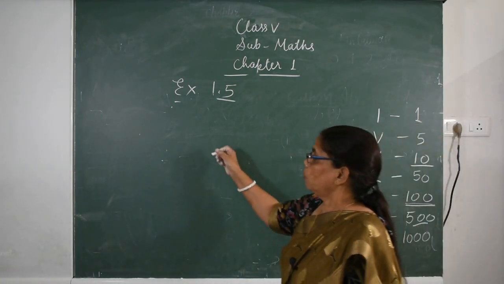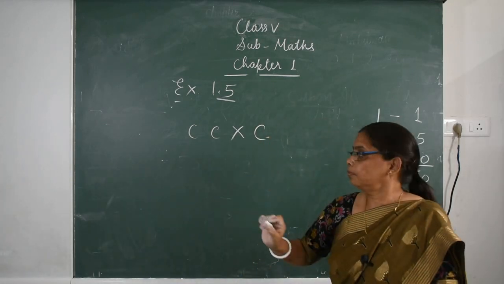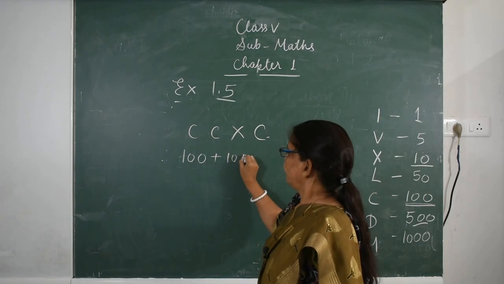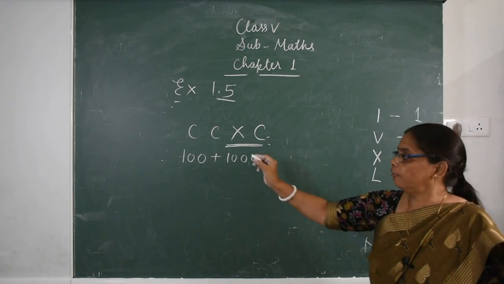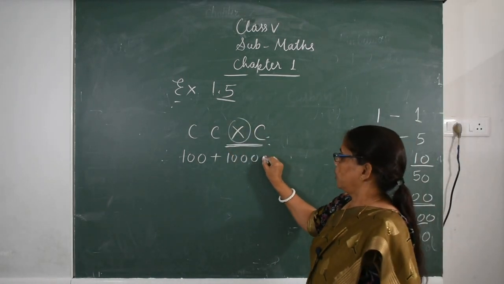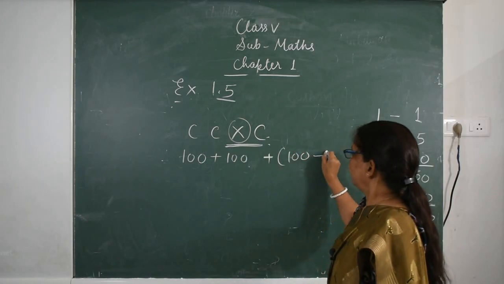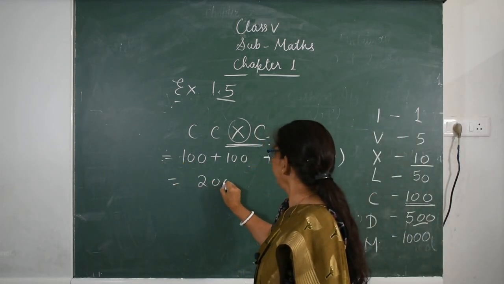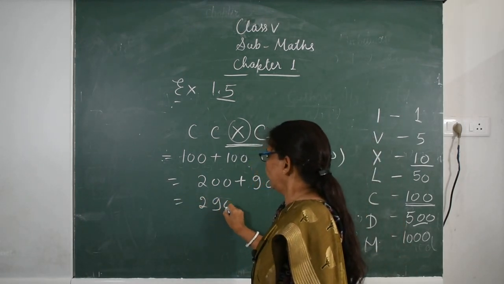So one example we take for minus. Listen here. This stands for 100. This also stands for 100. And here what do we see? This one is also a bigger number, and in between there is a small number, which we have to subtract. So 100 minus 10, 200 plus 90, that stands for 290.